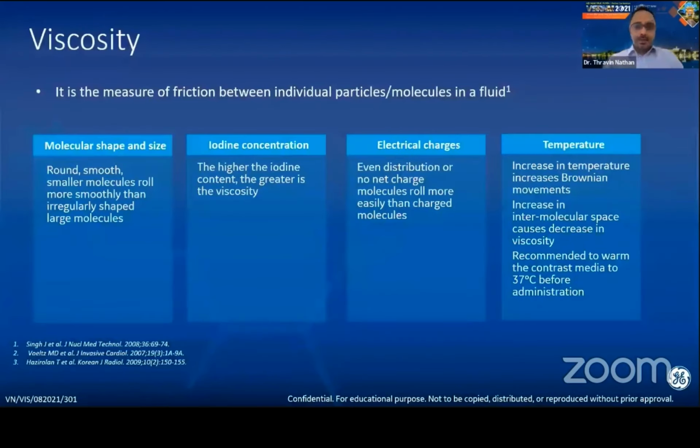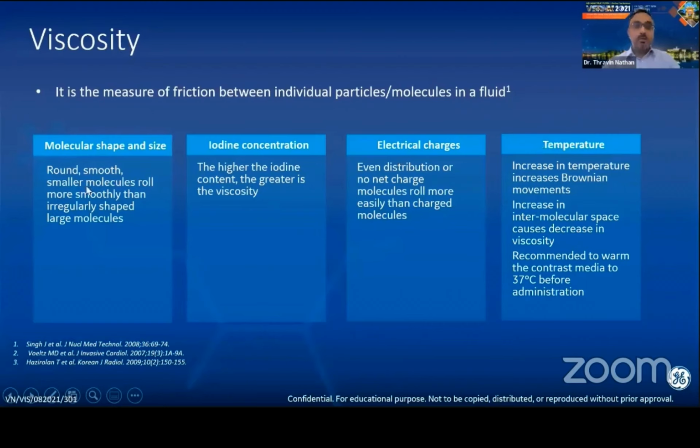Let's take a look at the next property, which is viscosity. So viscosity is the measure of friction between individual particles and molecules in a fluid. There are a couple of factors that are important to think about when we consider viscosity. There are molecular shape and size, iodine concentration, electrical charge, as well as temperature.